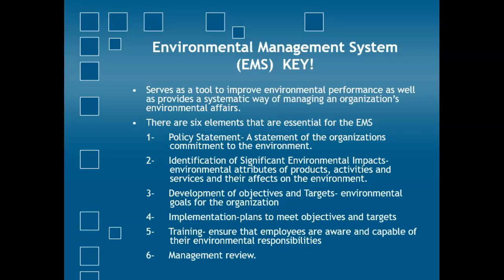And the other one is identification of significant environmental impacts. So this means they find out where their problems are, the environmental attributes or components of the problems from producing products and activities, services that they provide. There's a development of objectives and targets. So this would be environmental goals for the organization. If they have first identified problems, now they have objectives about how to move towards solving those problems. And then you have implementation. And then the last part here would be the training of employees to make sure that they are aware of these problems and then capable of addressing their environmental responsibilities. And the last one is management review.